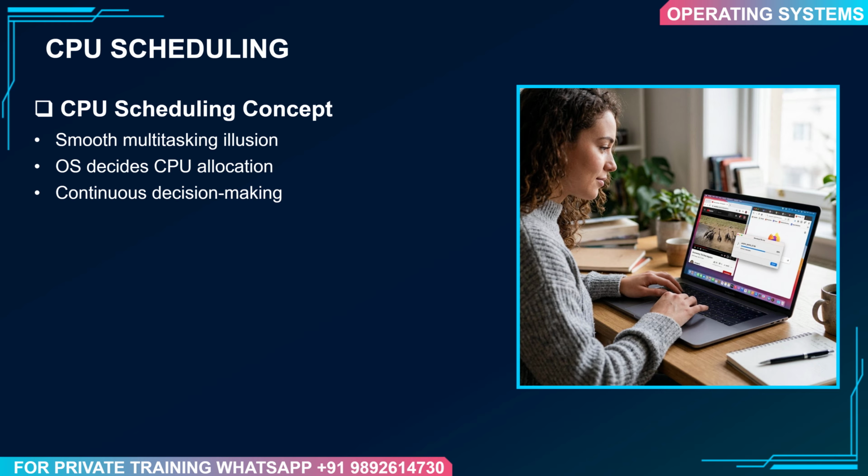Imagine this: you open your laptop, start a video, download a file, and maybe keep a browser running with 10 tabs, and somehow everything just works. Nothing fights, nothing crashes instantly, and everything feels smooth. But behind this smooth experience, there's a silent decision maker constantly asking one question: who gets the CPU next? That decision making process is what we call CPU scheduling.